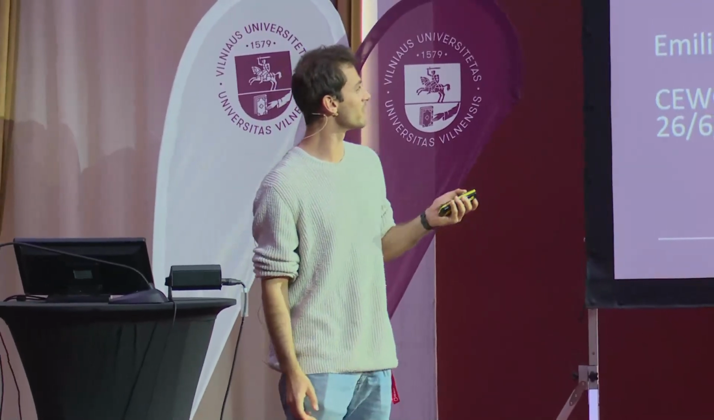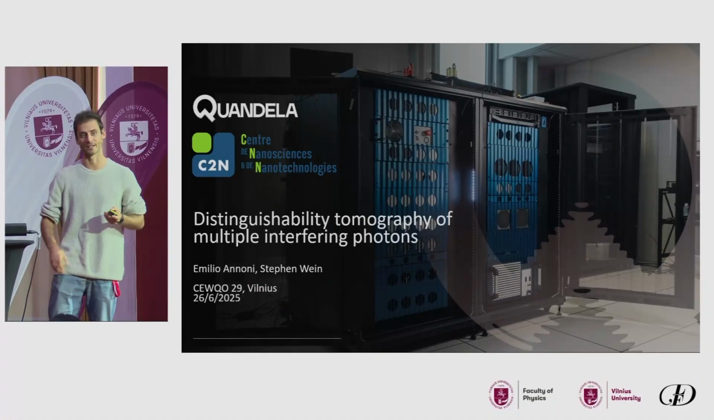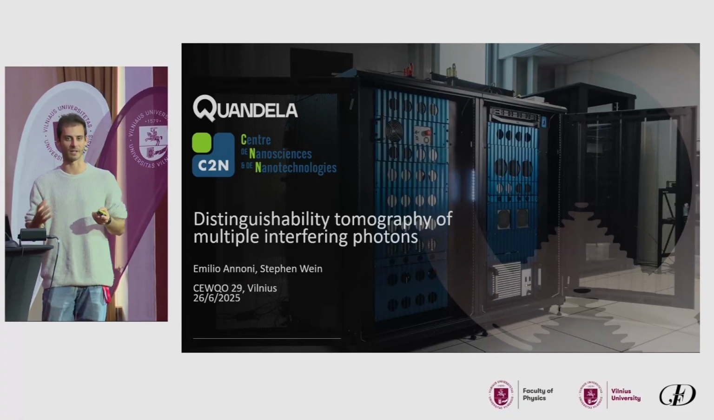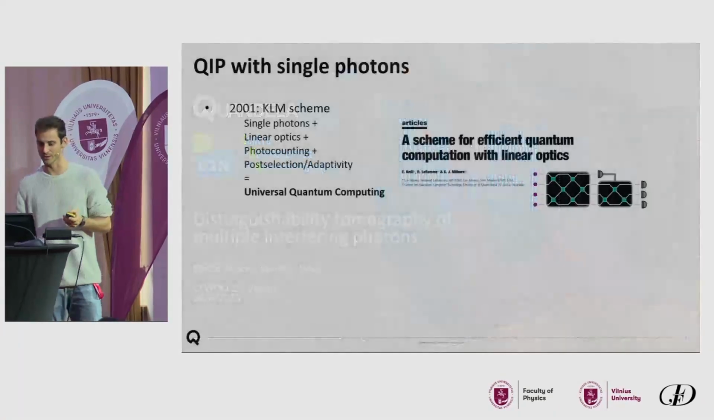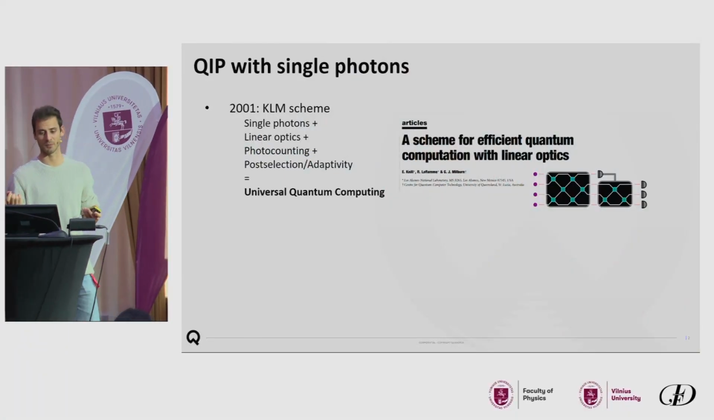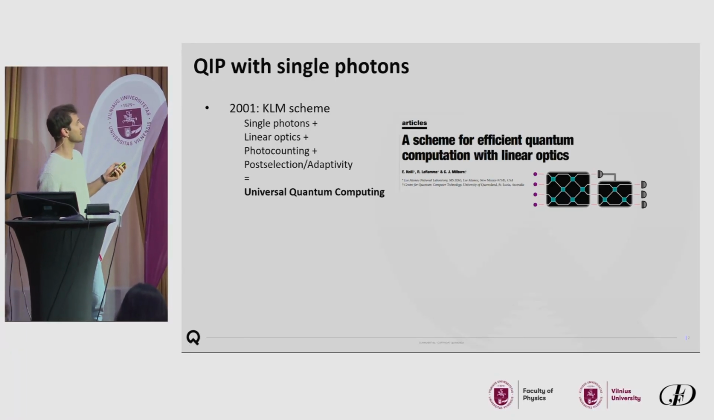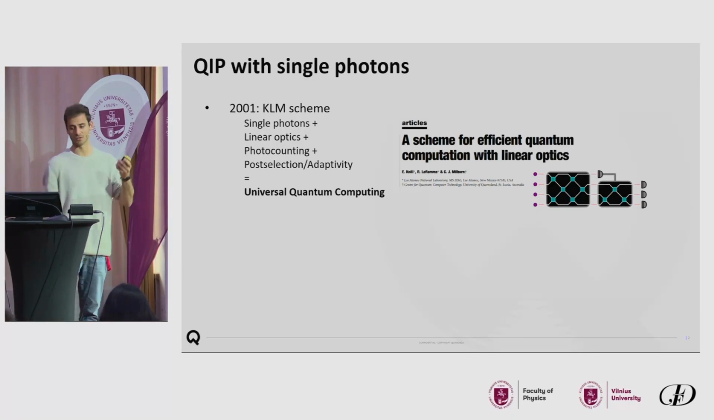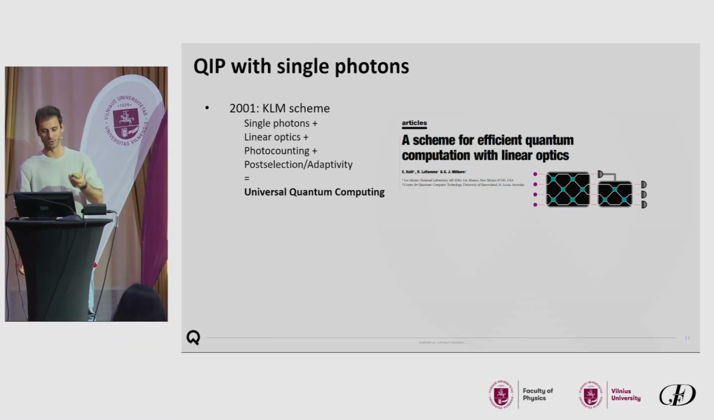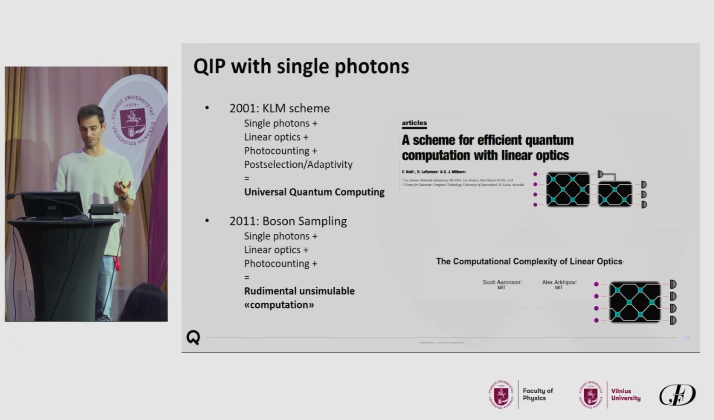So the topic of this talk is the characterization of multi-photon interference. And as the first thing, I'd like to give context for how one gets to this problem. The beginning of the story is 2001, when the Milburn-Laflamme scheme was proposed. It was shown then that single photons and passive linear optics components were enough to achieve universal quantum computation, modulo some adaptivity.